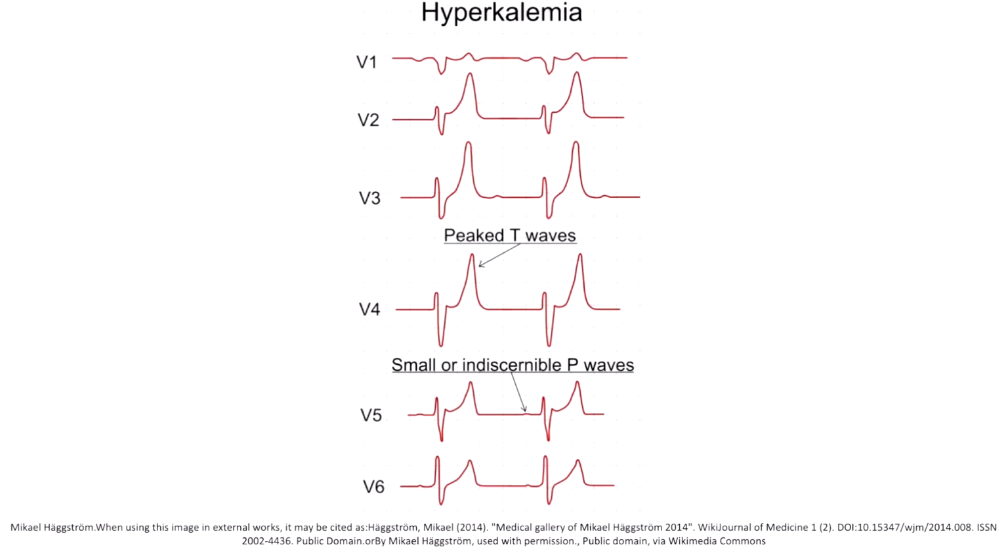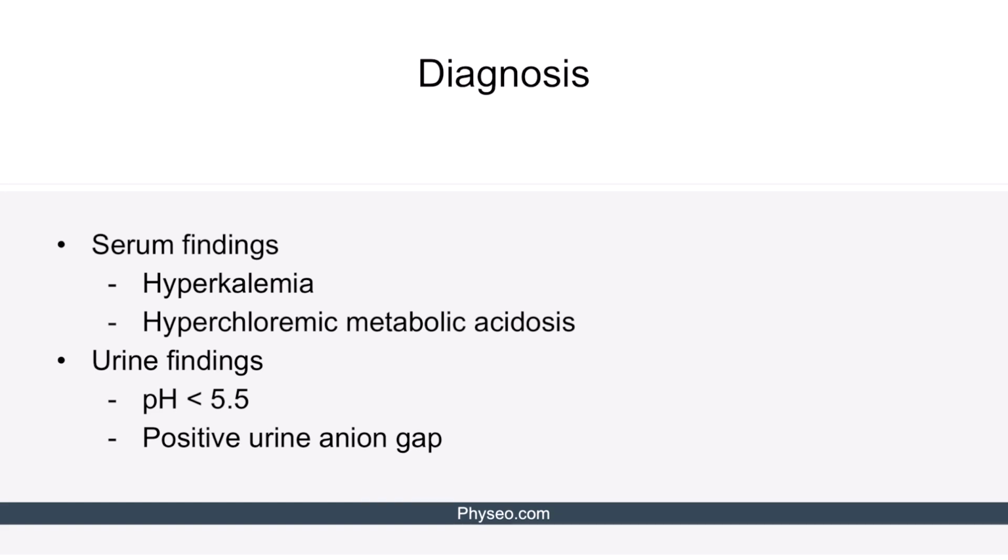Here is an ECG of a patient with hyperkalemia. A typical feature is the presence of tall T waves in V2, V3, and V4. All right, moving on to the diagnosis. Hyperkalemia is the key finding that differentiates type 4 RTA from all other types of RTAs. Another important serum finding is hyperchloremic metabolic acidosis. Urine findings include a pH less than 5.5 and a positive urine anion gap due to increased sodium ion excretion.